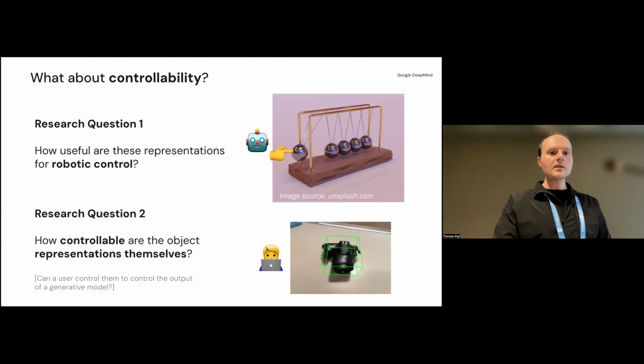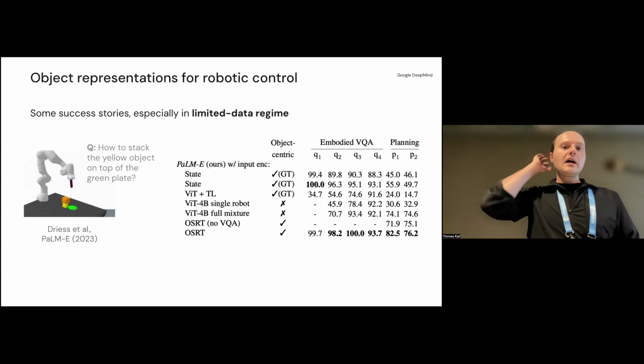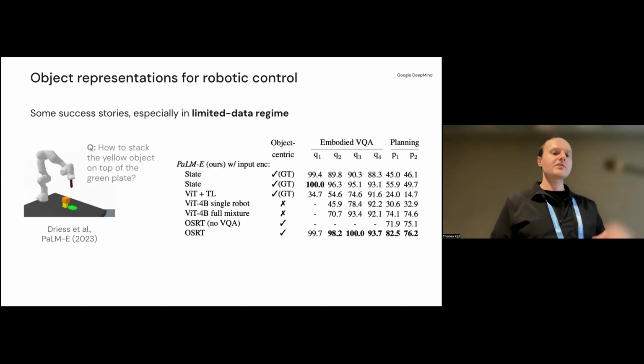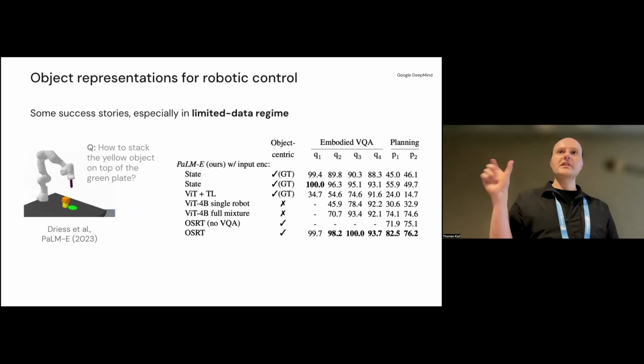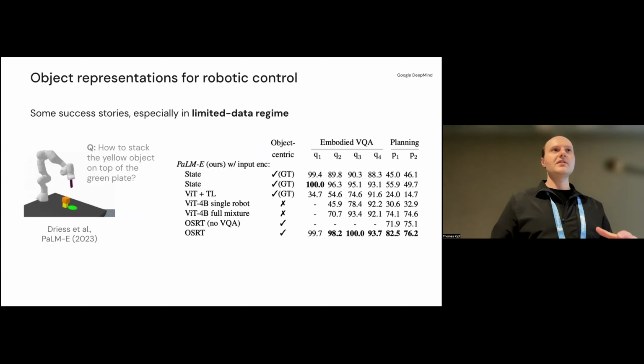And so I want to start by talking about robotic control. There have been quite a few success stories, and I'm just going to highlight one here, especially in the limited data regime. That's always the important caveat to keep in mind: a lot of the things you see where these representations help right now are in a limited data regime. And we really have to figure out how to go beyond that, or whether it's the right thing to do.